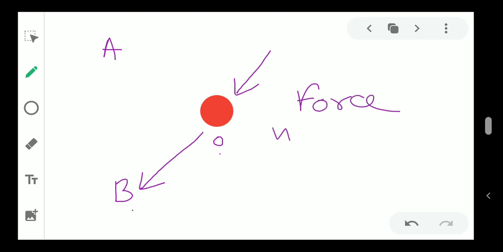Let me tell you the position of the ball is O. This is A, this is B. So if I tell you give 5 Newton force to this ball along OB direction, then it is clear that you have to give your force this way so that your ball can come from O to B. So these things like force must have some direction.